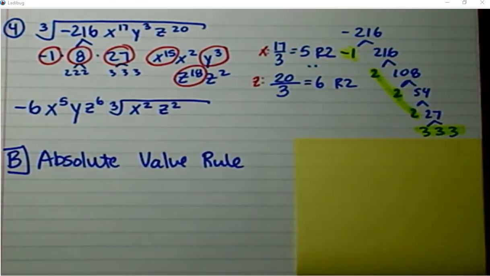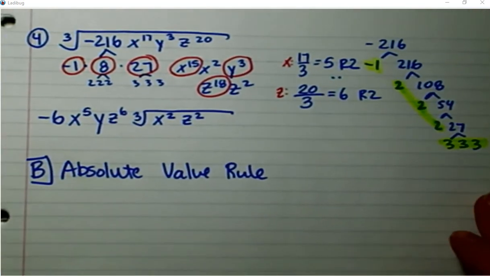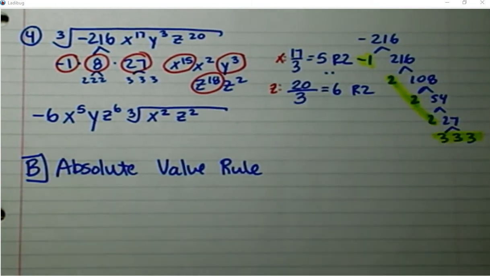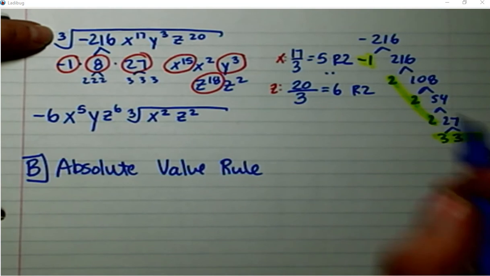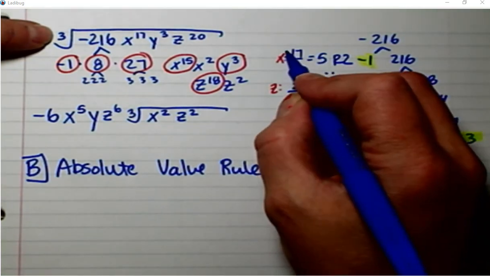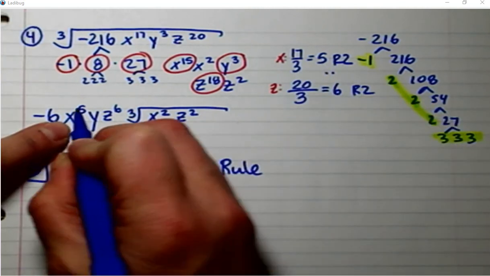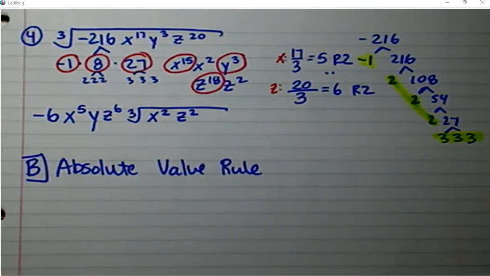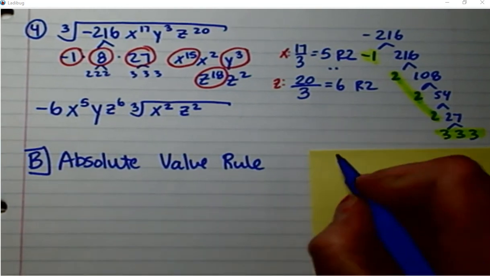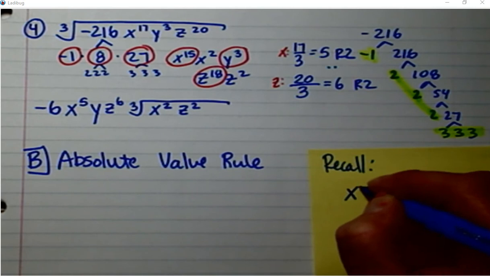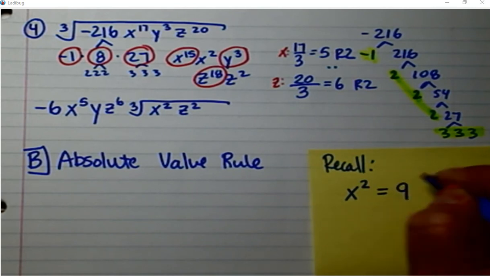Absolute value rule. Question? Over here? Okay, so because it's a cube root, I was dividing to see how many groups I had. So for the x's, 17 divided by 3 is 5 with 2 left over. 5 with 2 left over. All right, absolute value rule. Here we go. Do you recall? Yes. Love your confidence. No. Maybe. Maybe. It's a long day. For real. Okay.